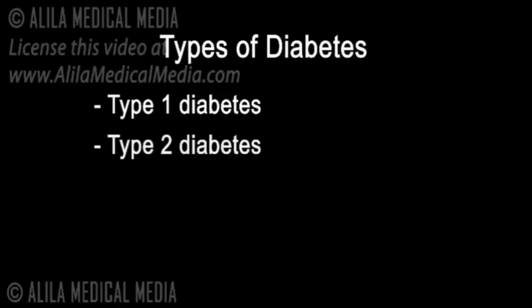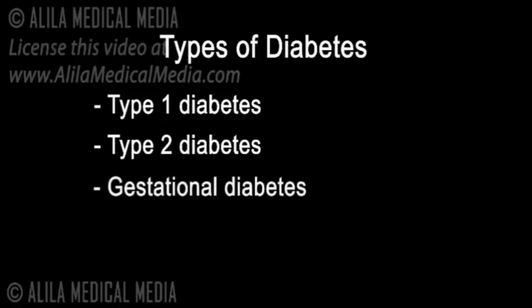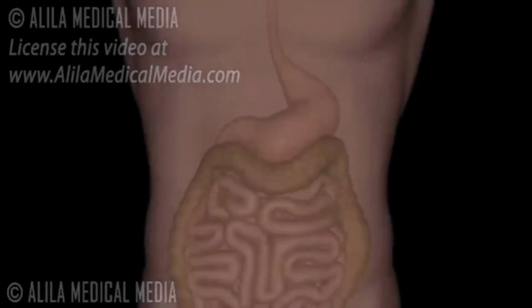There are two types of chronic diabetic conditions: type 1 diabetes and type 2 diabetes. Pregnant women may acquire a transient form of the disease called gestational diabetes, which usually resolves after the birth of the baby. Prediabetes is when the blood sugar level is at the borderline, higher than normal, but lower than in diabetics. Prediabetes may or may not progress to diabetes.